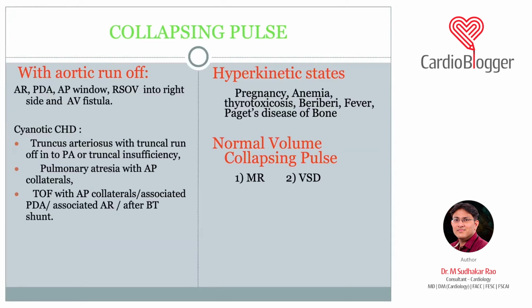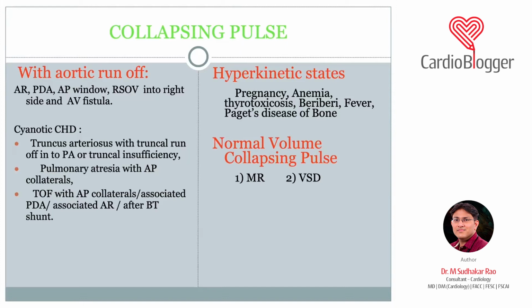Why this is important is, in aortic regurgitation you get a collapsing pulse because of a high pulse pressure, because your aortic systolic pressure is 150 and aortic diastolic pressure is almost 50. So with a 100 mm Hg pulse pressure, you will get an aortic runoff. In a PDA a similar thing happens, but your aortic diastolic pressure does not go down that much. Other causes of aortic runoff are an AP window, where from the aorta to the pulmonary artery there is a runoff. Rupture of sinus of Valsalva, where all the aortic blood goes off to the RA and RV. So RSOV to RA and RV causes a runoff and collapsing pulse, and various AV fistulas can cause runoff. When you encounter a patient with a cyanotic heart disease and you find a collapsing pulse, it means the patient may have a truncus arteriosus.